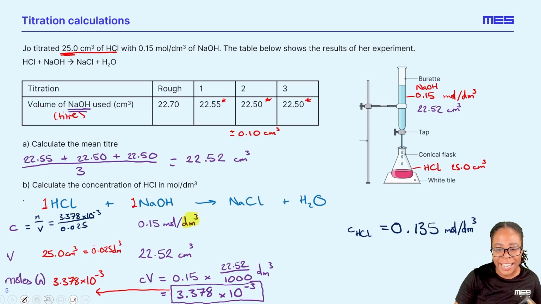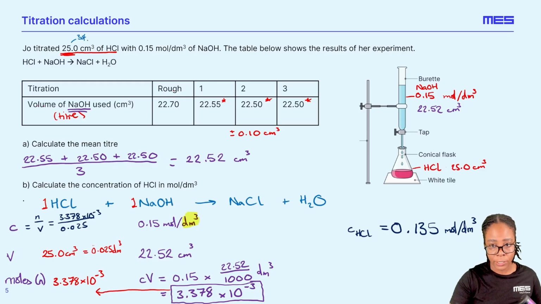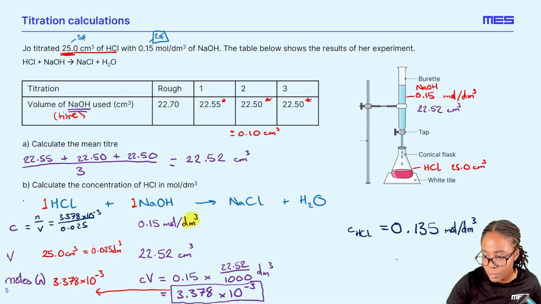Now, this question hasn't explicitly asked to give the answer to a particular number of significant figures, but based on the question and best practice, our volume here was given to 3 significant figures. Our concentration was only given to 2 significant figures. So we would always give our answer to the least number of significant figures. So here our final answer, or our best answer, is 0.14 moles per decimeter cubed.